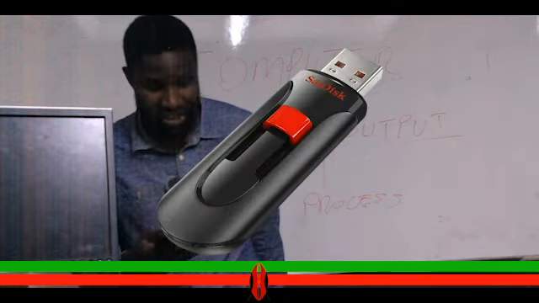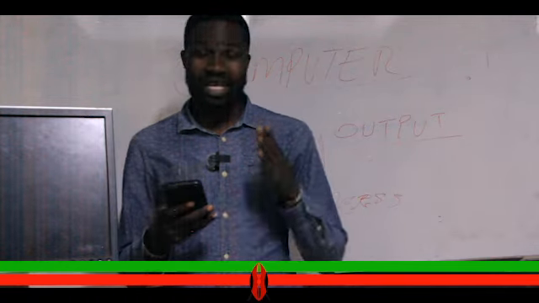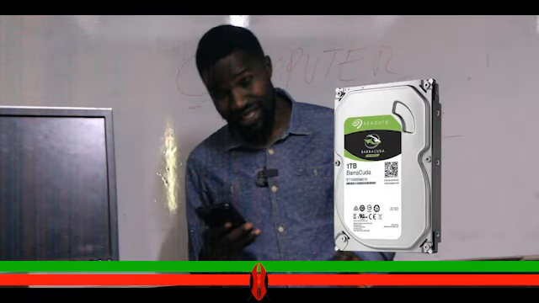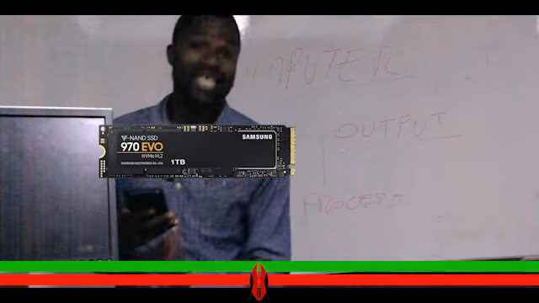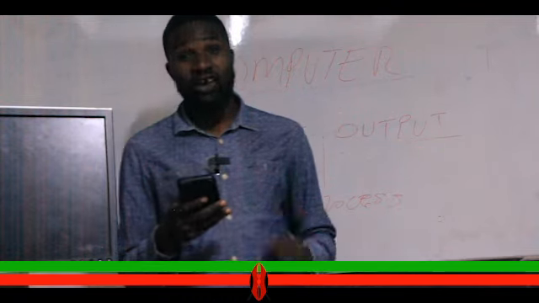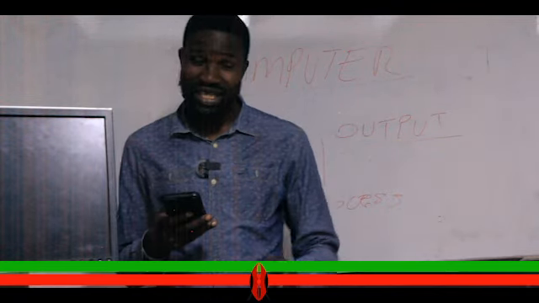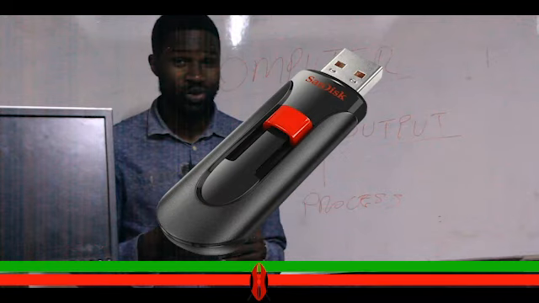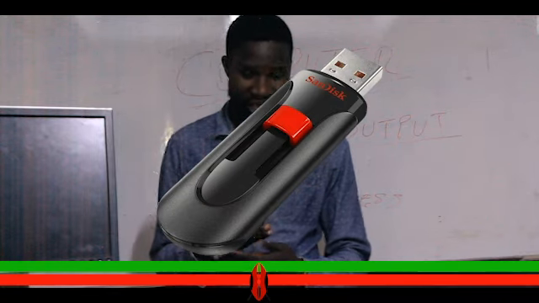Next, we have flash disk. As you all know, let me first show you hard disk. This is hard disk and this is SSD. And now flash disk is also used for storage. This is flash disk. What you see on your screen here is the flash disk, okay?